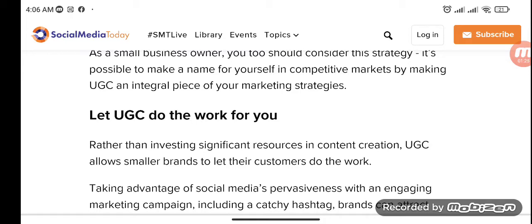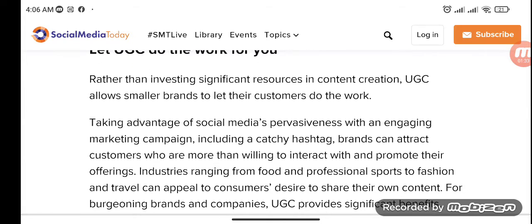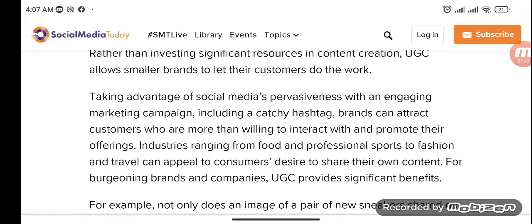Rather than investing significant resources in content creation, UGC allows smaller brands to let their customers do the work, taking advantage of social media's pervasiveness with an engaging marketing campaign, including a catchy hashtag. Brands can attract customers who are more than willing to interact with and promote their offerings. Industries ranging from food and professional sports to fashion and travel can appeal to customers' desire to share their own content. For burgeoning brands and companies, UGC provides significant benefits.